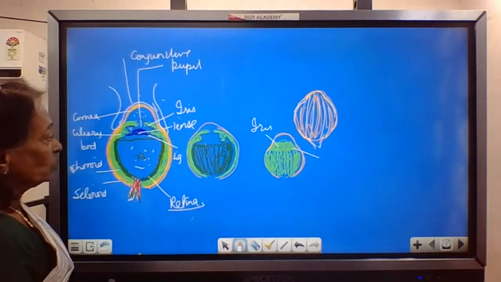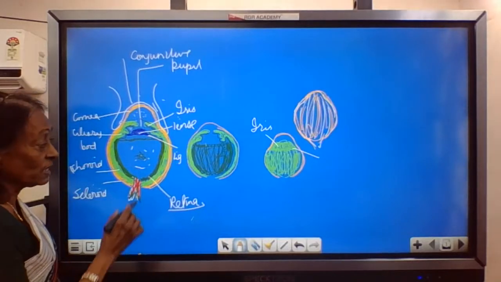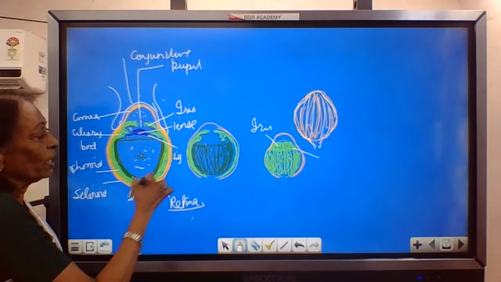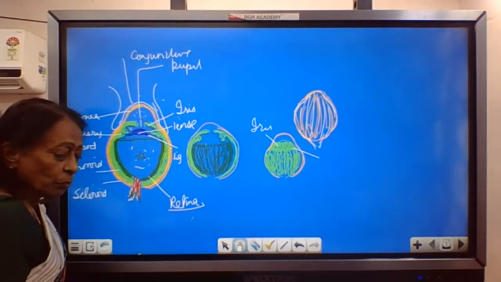Okay, now please try to draw the figure and label the different parts, and the retina, what are the different parts of retina, what are the different parts of the second layer, what are the different parts of the first layer. We'll proceed in the next class.